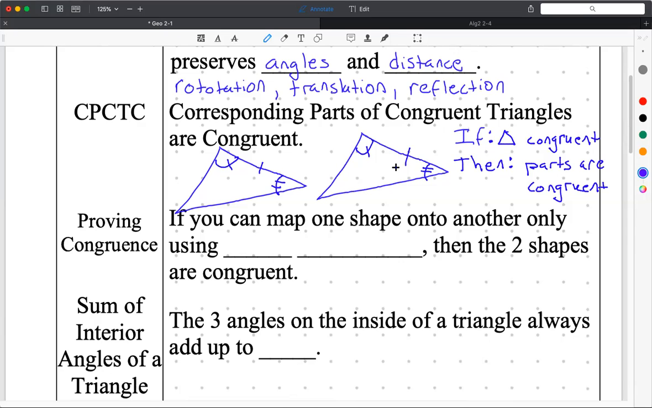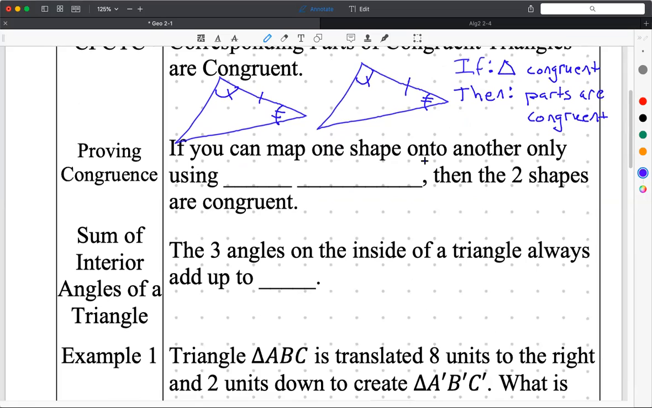But once we start writing proofs, you have to memorize CPCTC when you write out your proofs for your tests, your quizzes, and your homework and stuff like that. Not today, but in the future. Okay, so now we're finally able to prove congruence after I say this.